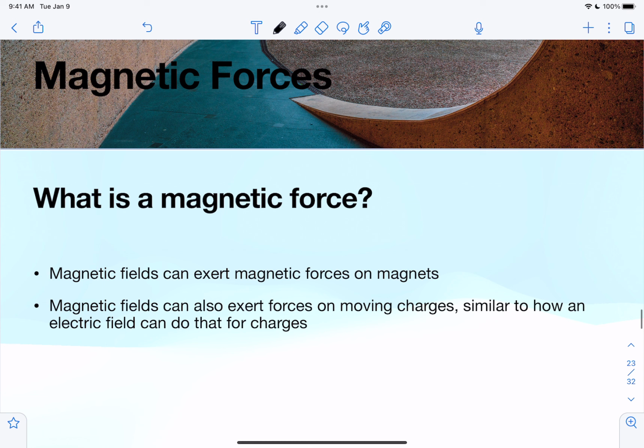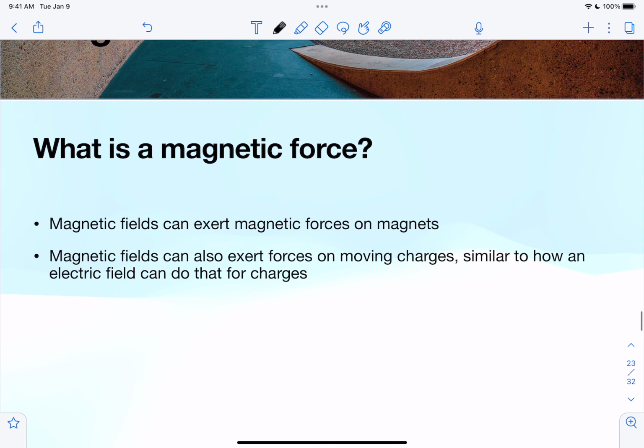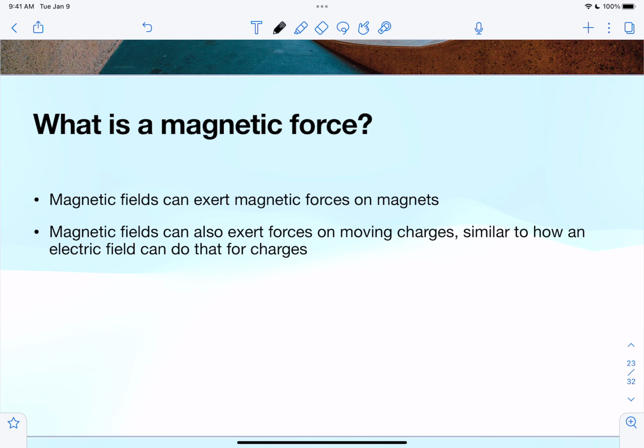But what about magnetic forces? Well, magnetic forces will still focus on the right-hand rule, but it's a different version of the right-hand rule. To start off, we have to explain what magnetic forces really are. We talked about electrostatic forces and electric fields before. Now we're talking about magnetic forces and magnetic fields. They're all similar concepts.